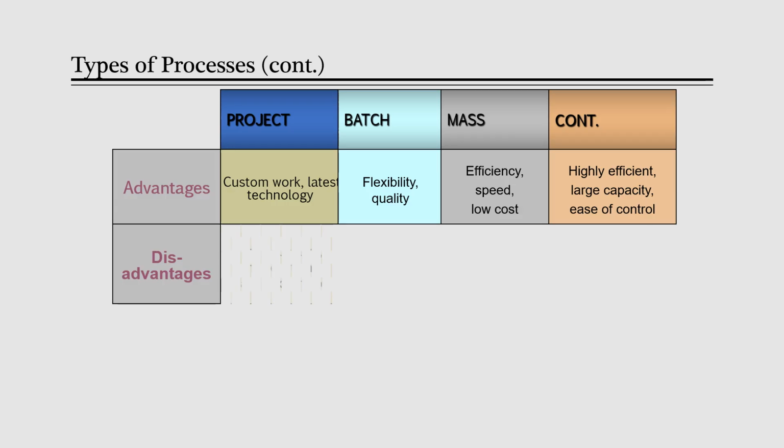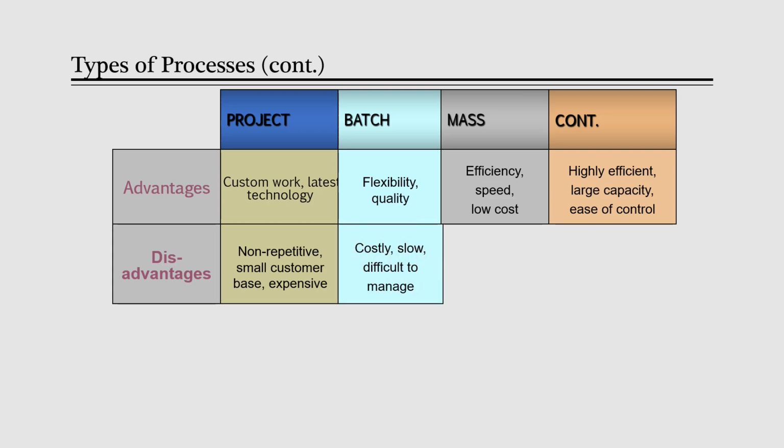Now what are the disadvantages? In the projects, it is non-repetitive, which means we are not going to do it continuously. We are grabbing a small customer base and the projects are really costly and expensive. In batches, it's costly, but it is slow since we are going to produce a large number of homogeneous products at the same time. And sometimes the production batches are difficult to manage because if there is a small error in a certain stage, then the cost is high.